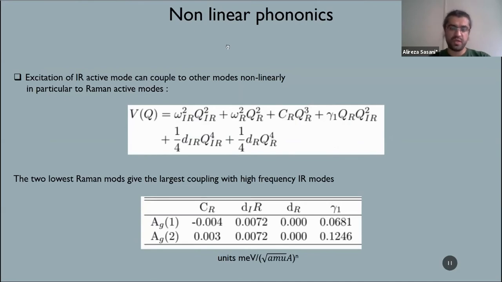So what we did was to use this equation as a mechanism that can explain the coupling between the two modes that we are interested in. Here I'm presenting the coupling between the IR mode and the Raman mode up to fourth order. So we have the IR mode frequency and IR mode amplitude, Raman mode frequency and amplitude, higher order Raman mode and coupling between the two modes, and higher order coefficients to fit the equation with the density functional calculations.